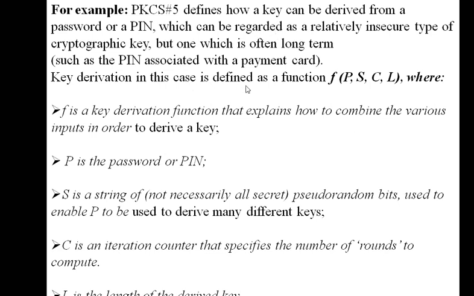Key derivation in this case is defined as a function f of P, S, C and L, where P is the password or PIN, and f is the derivation function giving the derived key. S is a string of pseudo-random bits used to enable P to be used to derive many different keys. C is an iteration counter that specifies the number of rounds to compute. L is the length of the derived key.